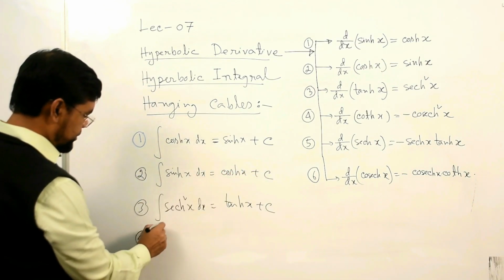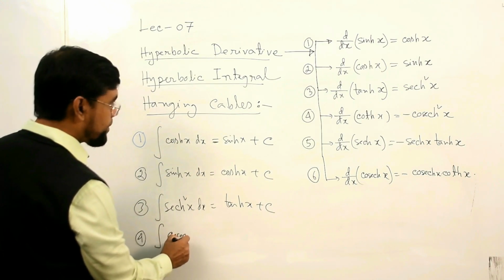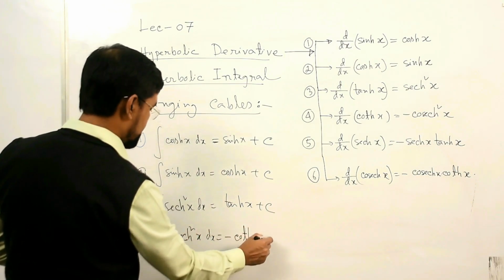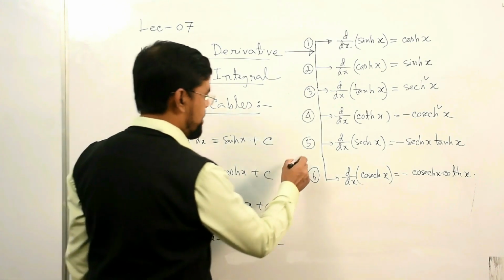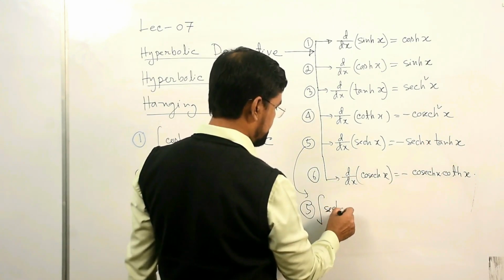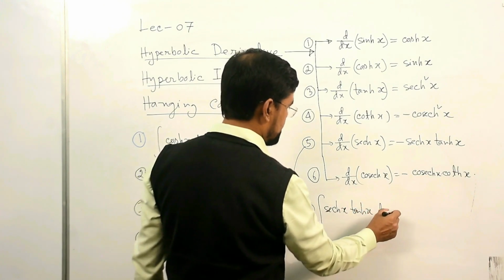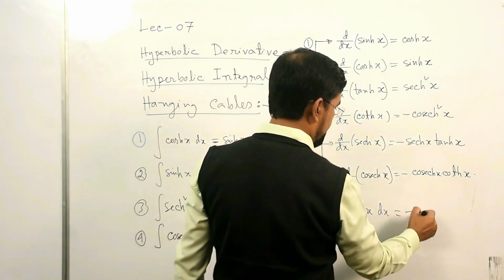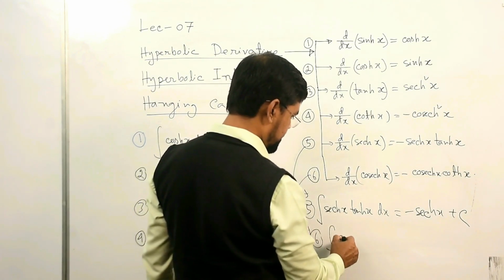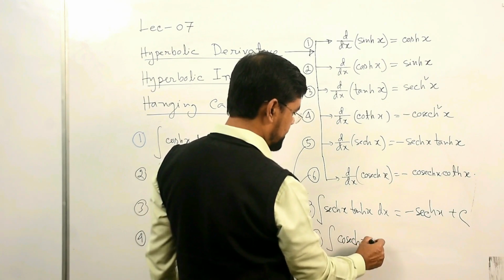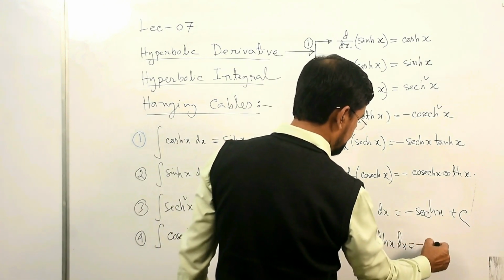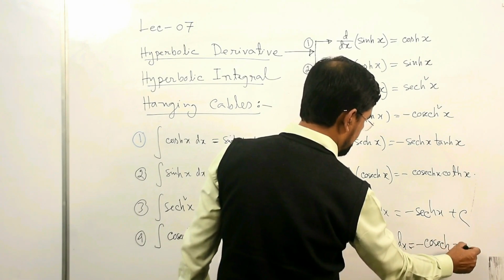For the fourth one, the integration of cosec hyperbolic square x is equal to minus cot hyperbolic x plus the integrating constant c. And for the fifth one, the integration of sec hyperbolic x tan hyperbolic x is equal to minus sec hyperbolic x plus c. For the last one, the integration of cosec hyperbolic x cot hyperbolic x dx is equal to, a negative sign will come here, negative cosec hyperbolic x plus c.